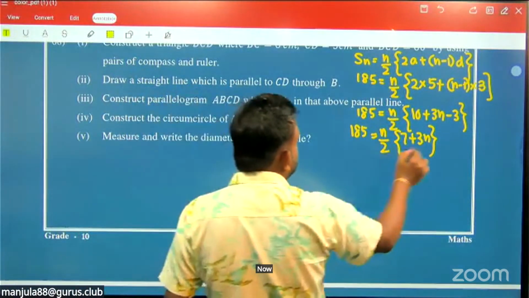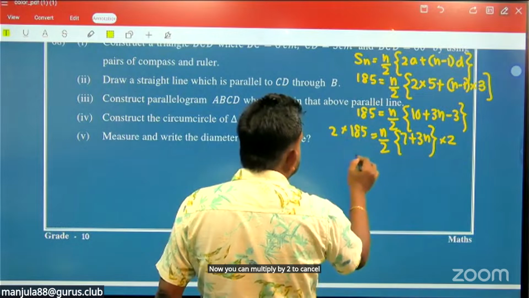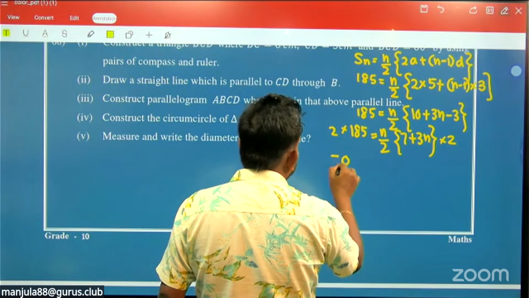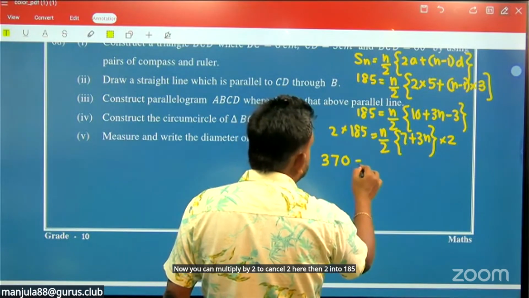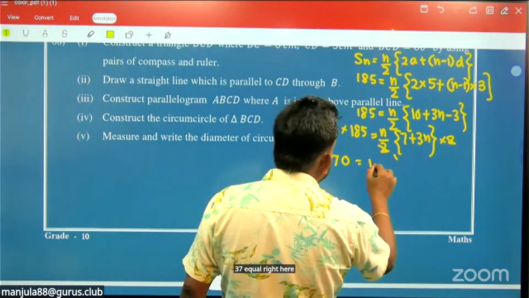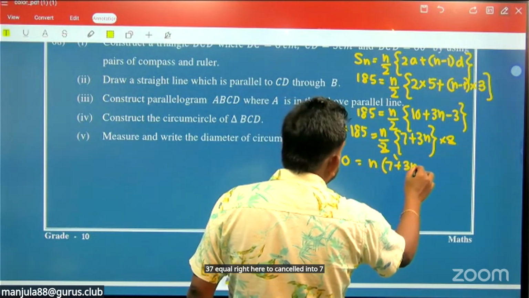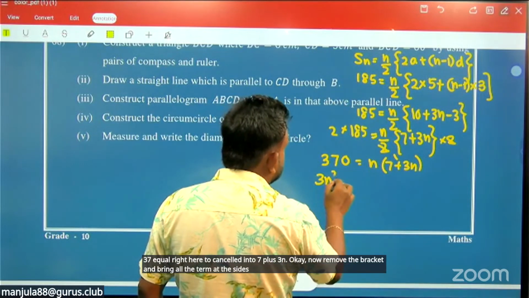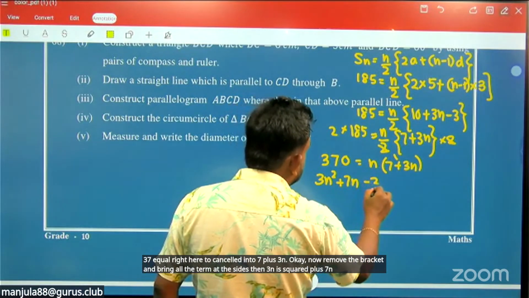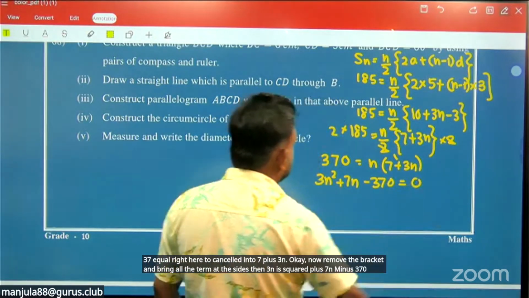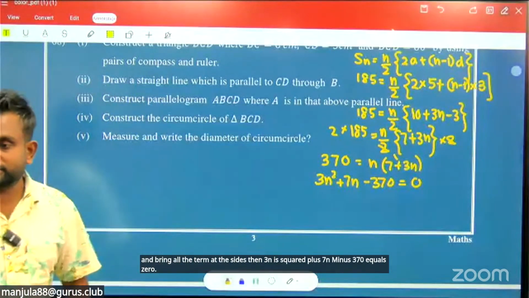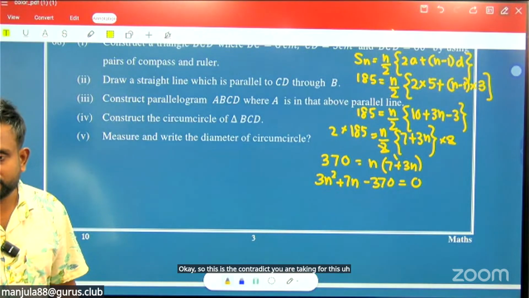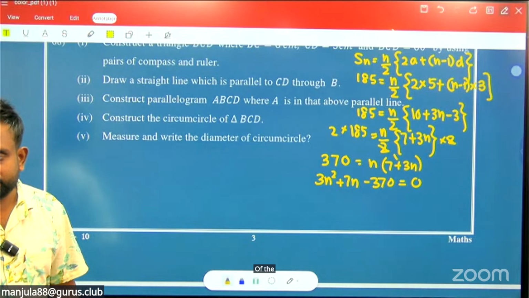Now you can multiply by 2 to cancel the 2 here. Then 2 into 185 is 370 equals, here the 2 is cancelled, n into (7 plus 3n). Okay, now remove the bracket and bring all the terms to one side. Then 3n squared plus 7n minus 370 equals 0. So this is the quadratic you get for finding the number of terms in question number 7.